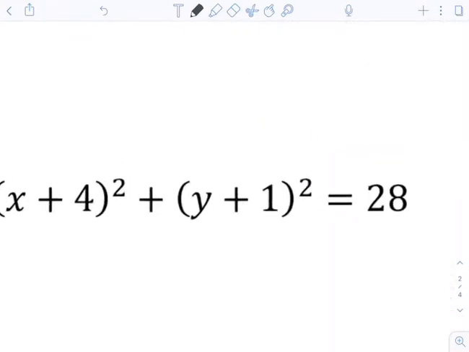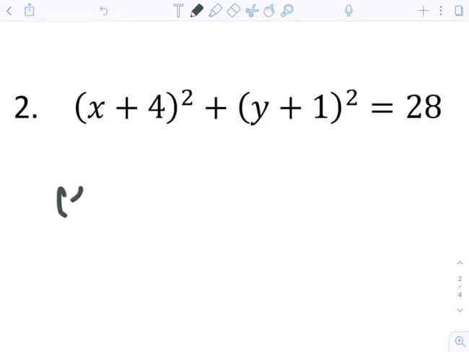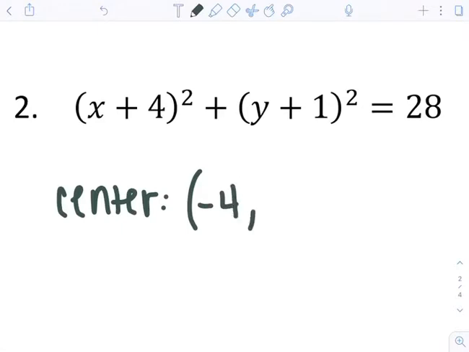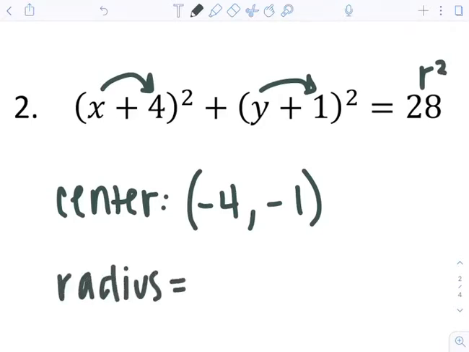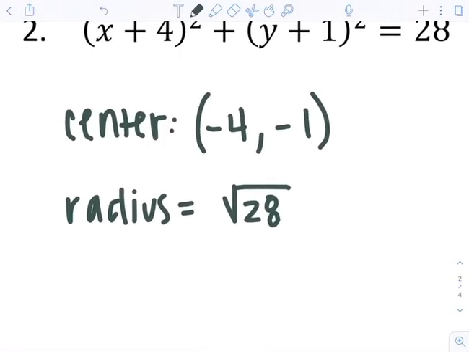So in number 2, my center, again, is the opposite, so it's going to be -4, -1. And it's kind of nice that it gives you your x coordinate with your x, your y with your y. Okay, and remember this is r squared, so my radius is equal to the square root of 28. Okay, and we could actually simplify that, right? So this is 4 and 7, so it's going to be 2 root 7 is my radius.